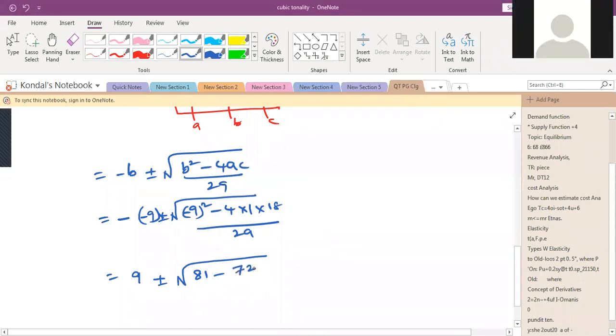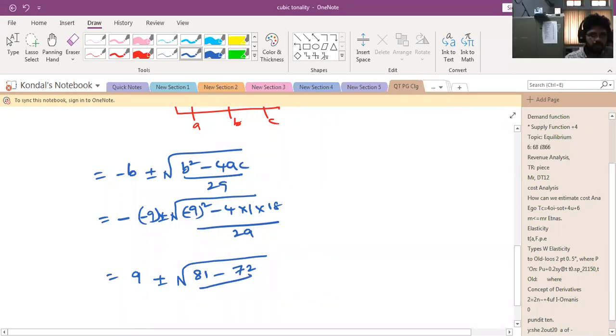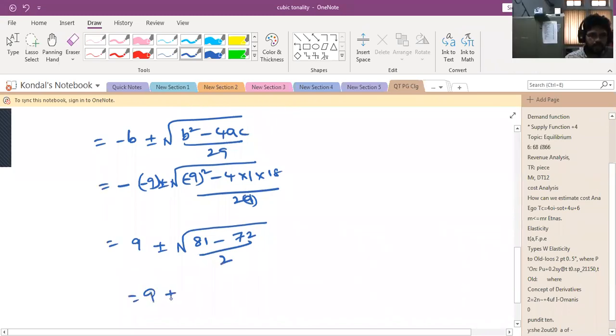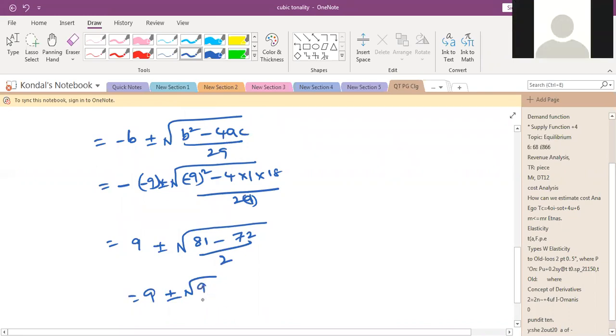72. Sorry, here we need to multiply 2 into 1, right? Yes, 2 into 1 is 2. So therefore here 9 plus or minus under root 81 minus 72, how much will we get? 9, by 2.